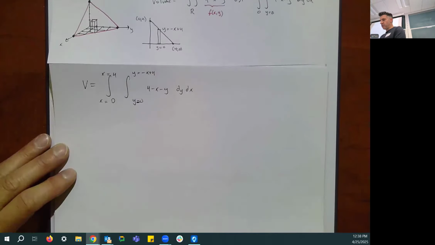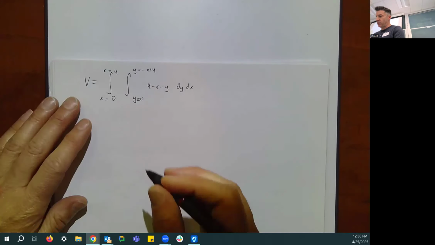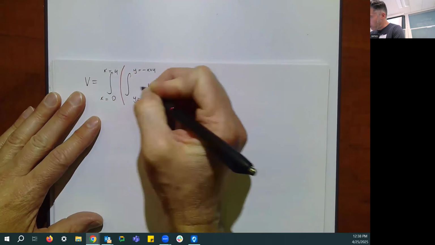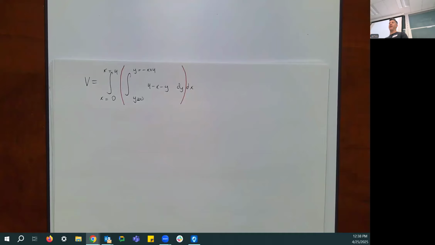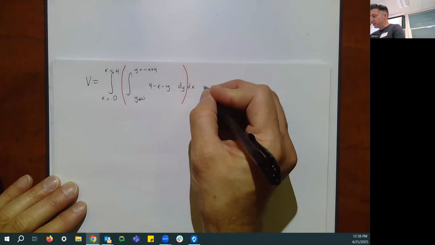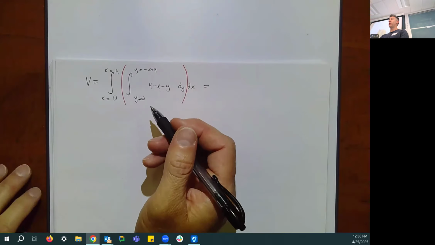If you like, I don't particularly care to do this, but you can also completely surround the inner integral with parentheses to remind yourself, oh, we're just working with that inside part first. And then after we deal with it completely, we'll deal with the outside part. Okay, so I'm anti-differentiating with respect to the variable y.